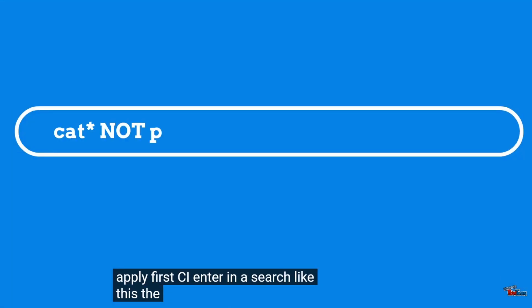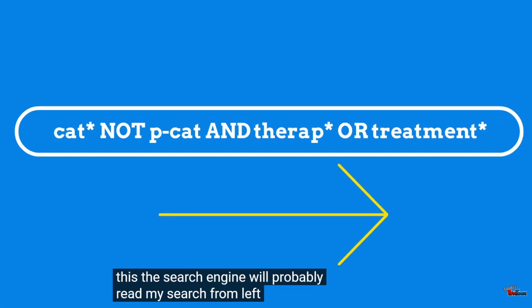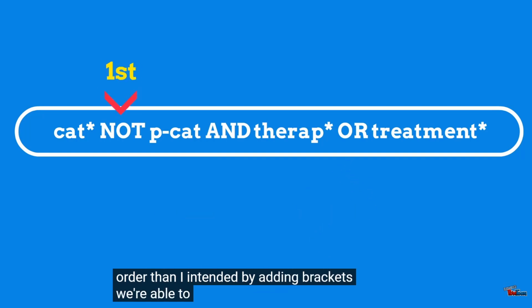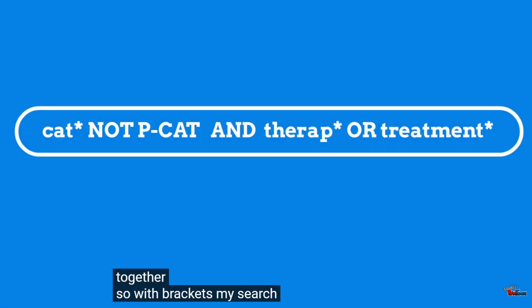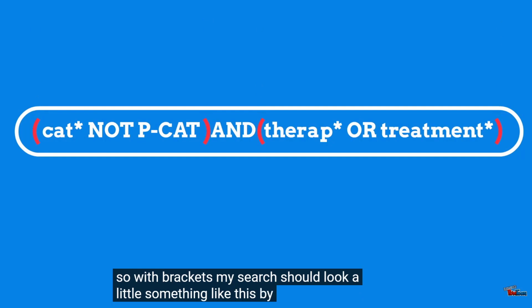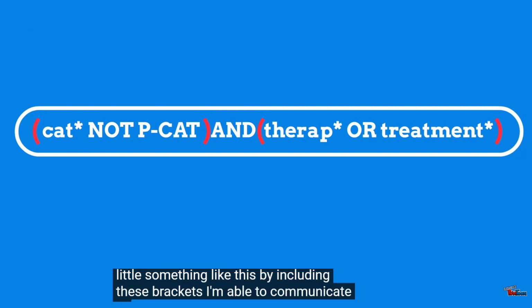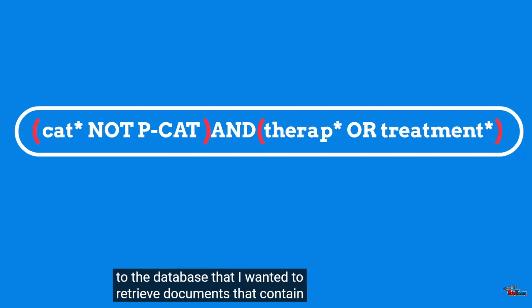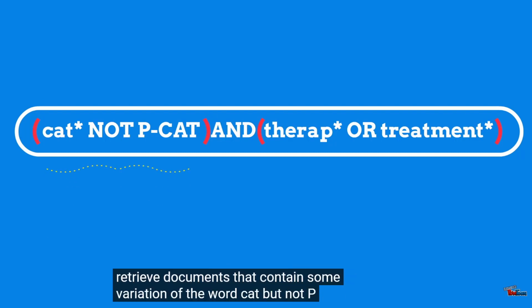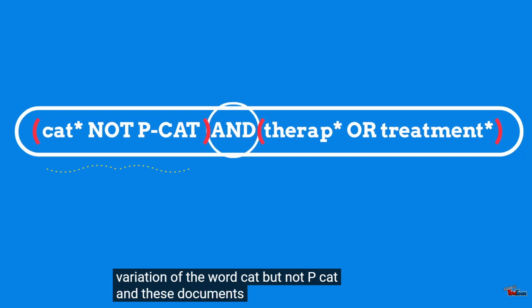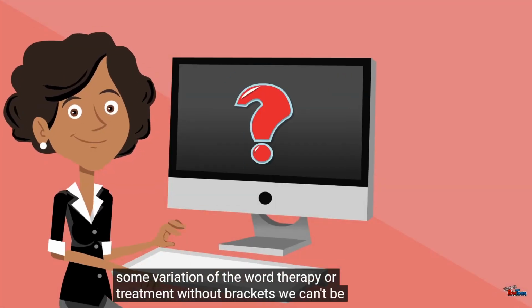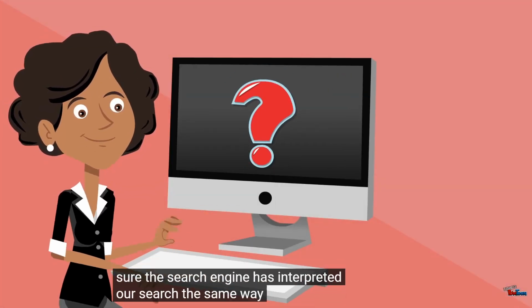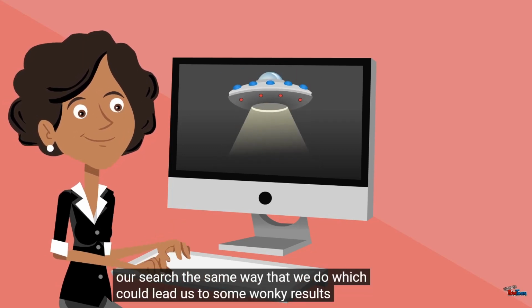Say I enter in a search like this. The search engine will probably read my search from left to right, applying the operators in a different order than I intended. By adding brackets, we are able to tell the database exactly what terms and Boolean operators belong together. So with brackets, my search should look a little something like this. By including these brackets, I'm able to communicate to the database that I wanted to retrieve documents that contain some variation of the word cat, but not pcat. And these documents must also contain some variation of the word therapy or treatment. Without brackets, we can't be sure the search engine has interpreted our search the same way that we do, which could lead us to some wonky results.